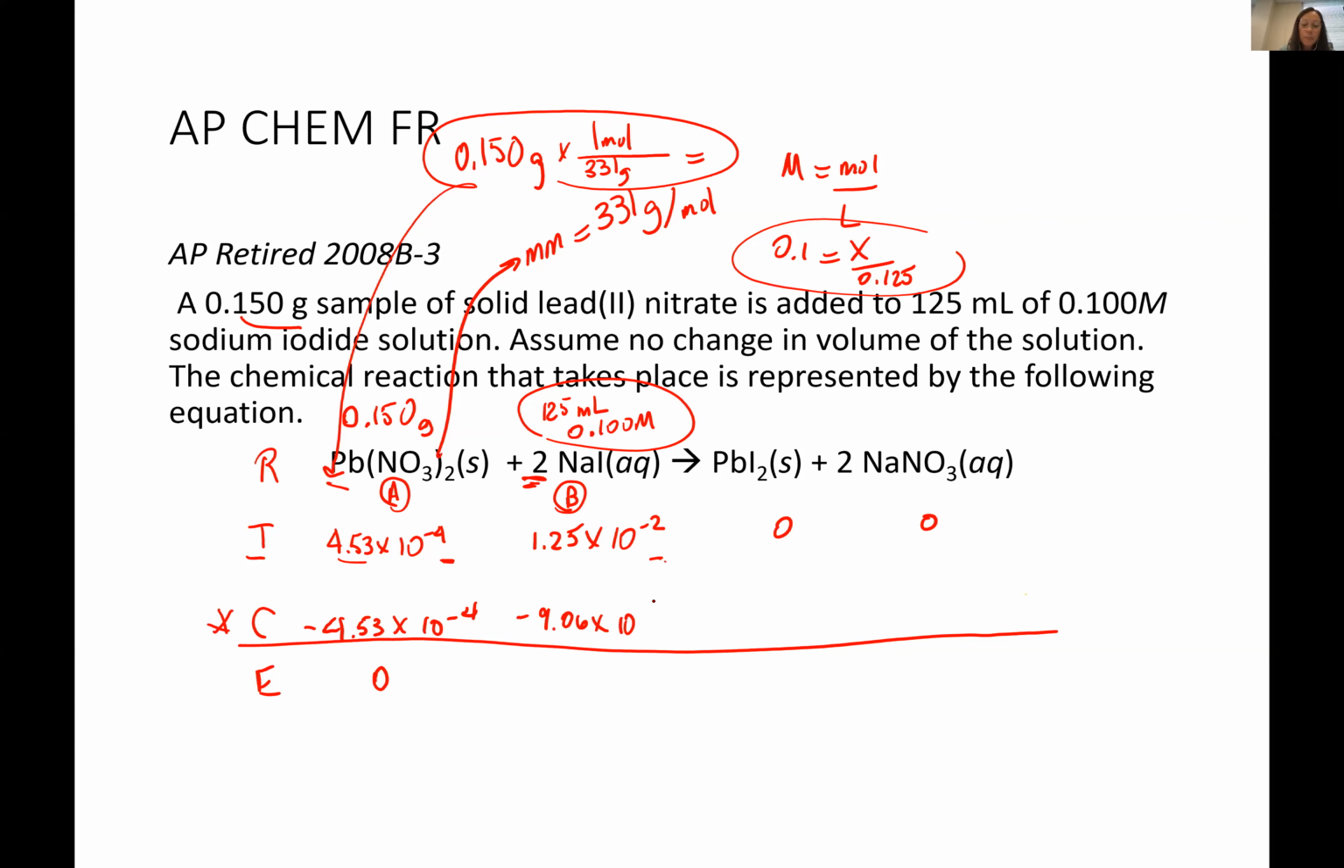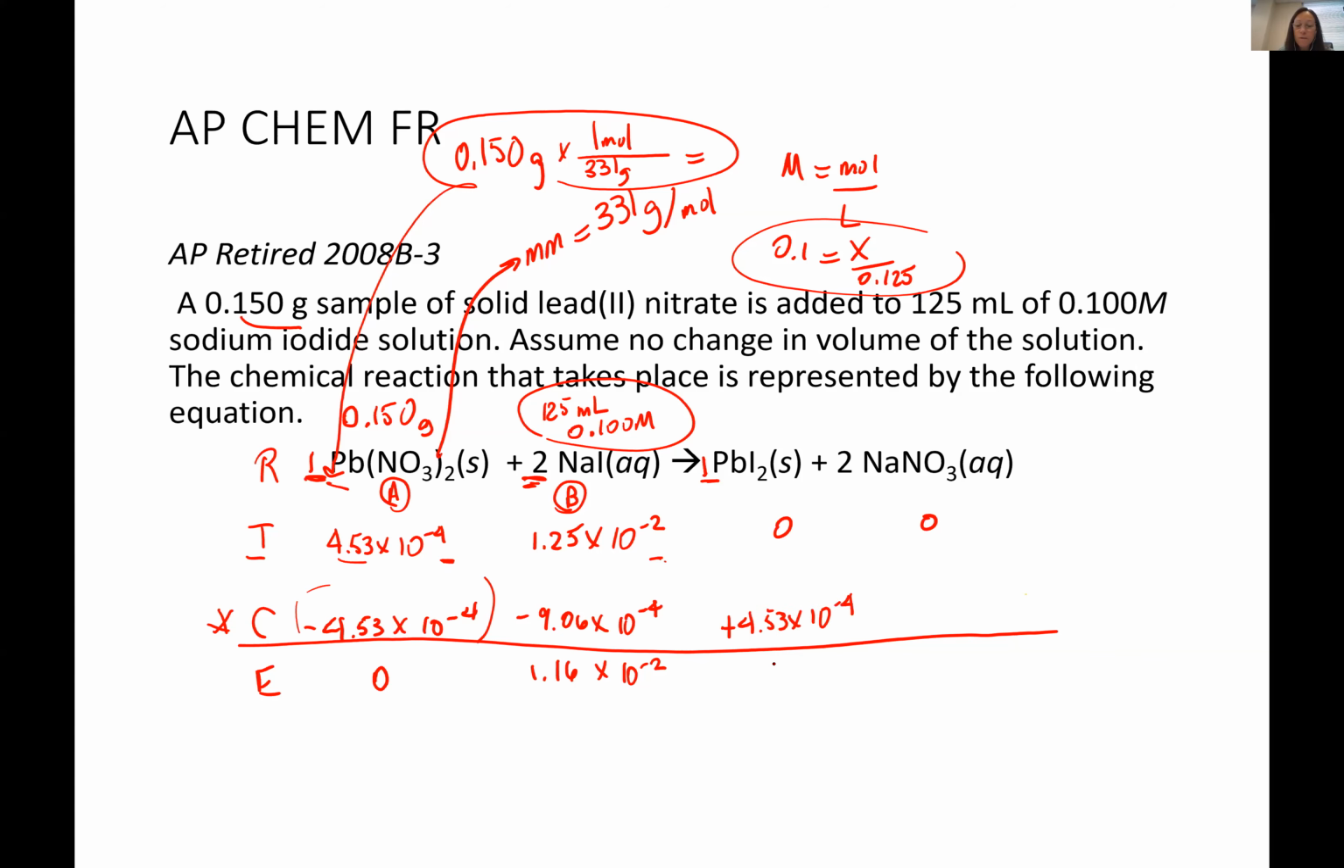All right, so let's go to our product side. We're looking for easy coefficients, remember? So I'm going to go up to my table and I'm going to say, okay, so there was 1 lead nitrate and there's 1 lead iodide. So if I'm going to use 4.53 times 10 to the negative 4th, then I'm going to make 4.53 times 10 to the negative 4th, and that's what I'm going to be left with, 4.53 times 10 to the minus 4th. I hope that's making some sense.